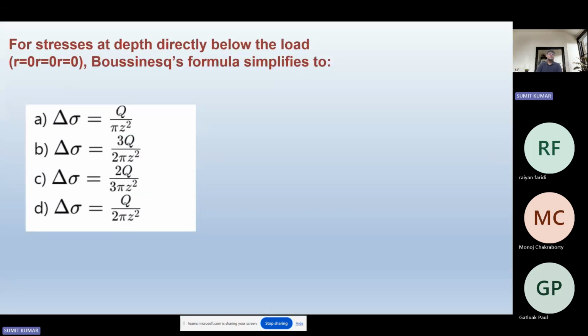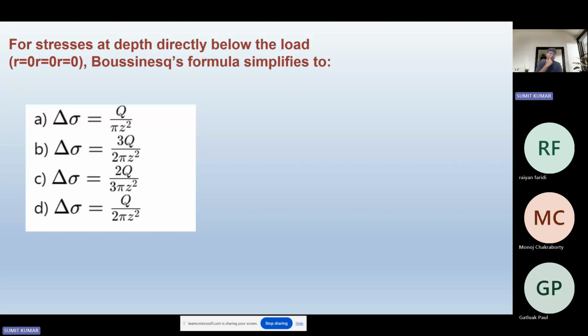Now the next question says, for the stress at depth Z directly below the load, r equal to 0 and z equal to 0, the Boussinesq formula simplifies as? So you have remembered 3 by 2 pi into q by z square into 1 by (1 plus r square by z square) the whole power 5 by 2. As the value of r is 0, the term 1 by (1 plus r square by z square) to the power 5 by 2 becomes 1.